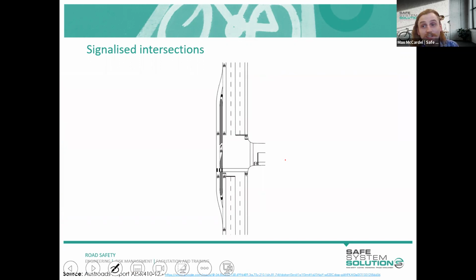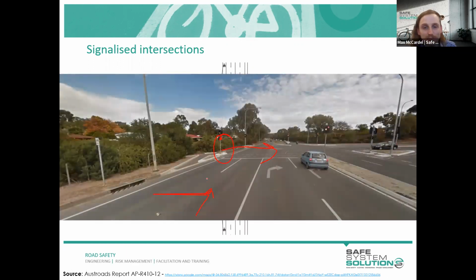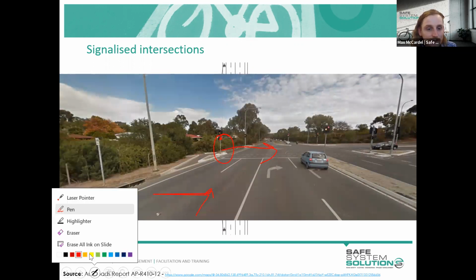Another example of how a signalized intersection could be treated if it was possible to achieve these kind of space requirements. So this is obviously a T intersection, but providing a little bit of a channelized right turn for cyclists. And you could even have a little push button there for cyclists to push, and everyone else would go red and cyclists would be able to cross. This one is an example of it being installed.